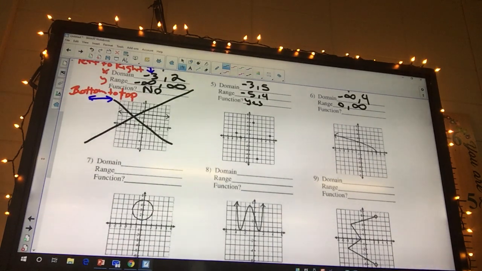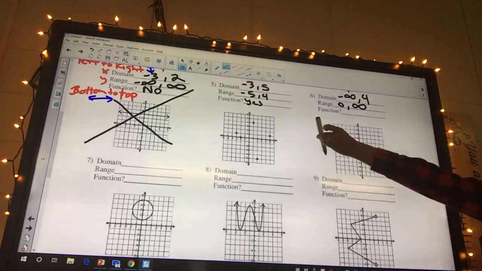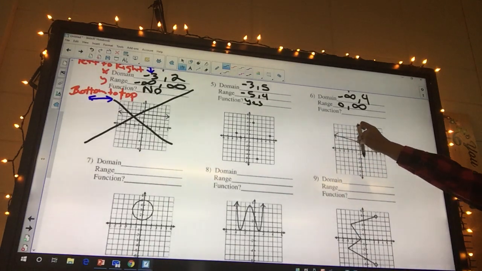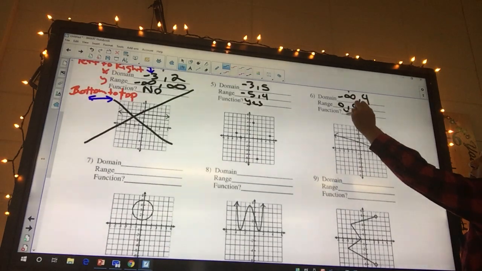Okay, a function. So we say, well, is this a function? Well, it only crosses once, it crosses once, it crosses once. So yes, this is a function.